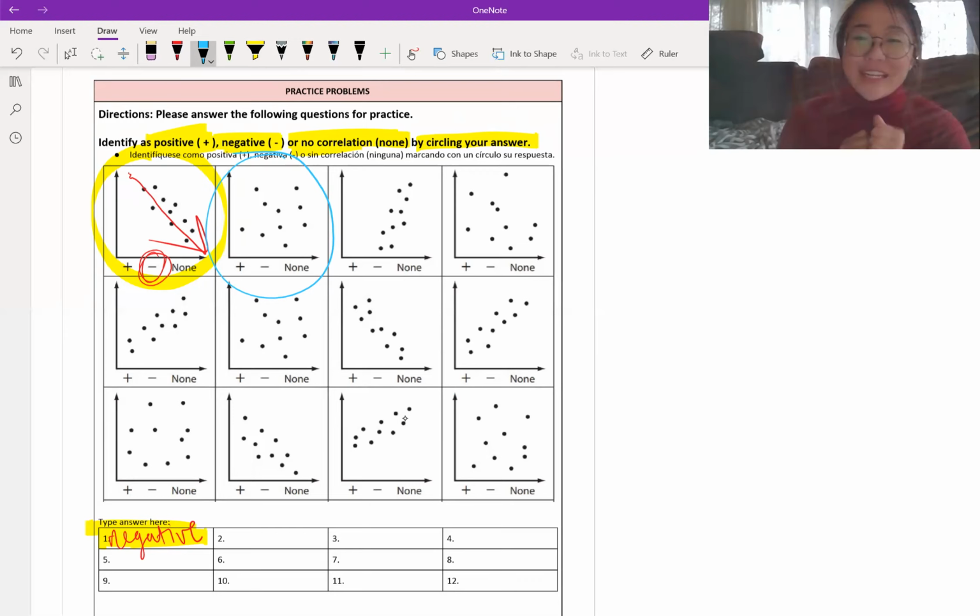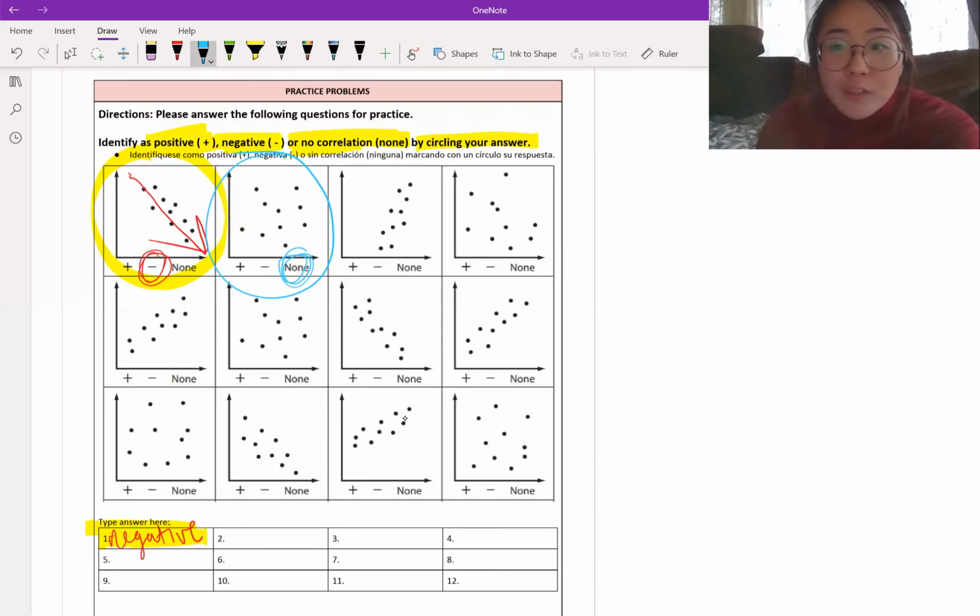Okay, hopefully you guys paused the video and tried this on your own. The correct answer is, drum roll, going to be no correlation. Because all the dots are all over the place, there's no pattern. It's not going up or down, so we know that it's going to be none or no correlation.